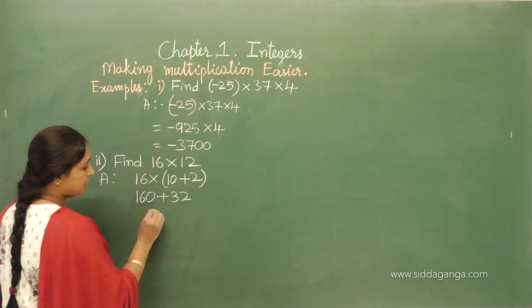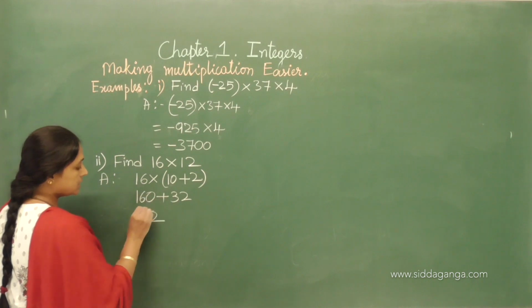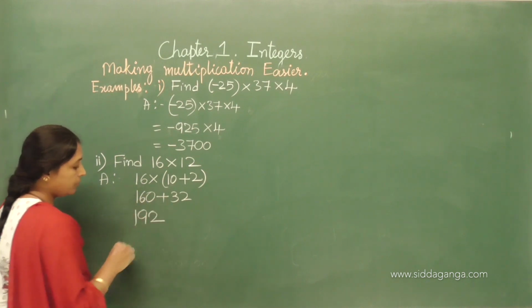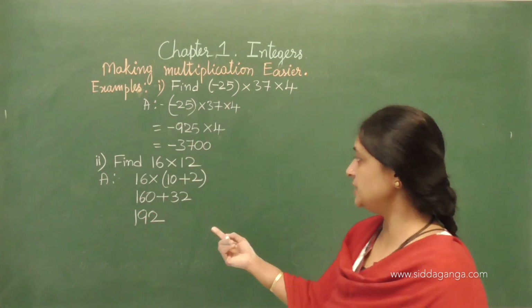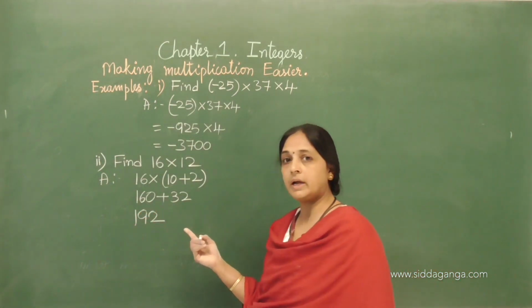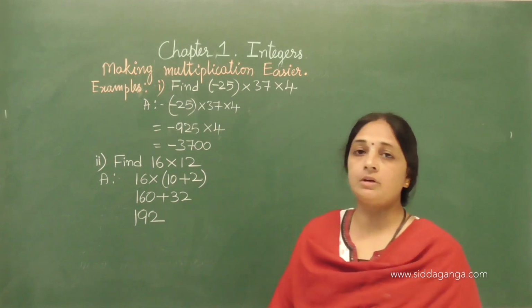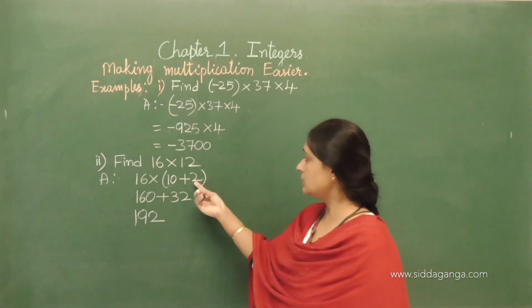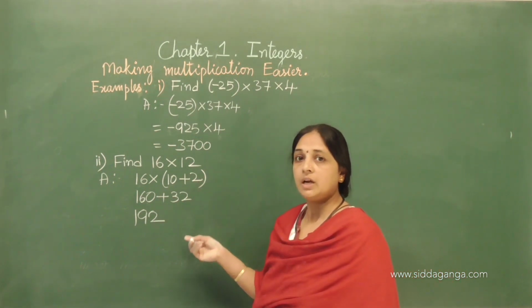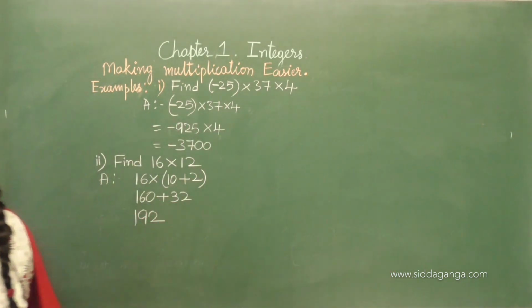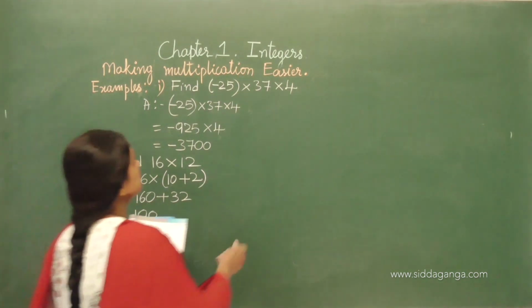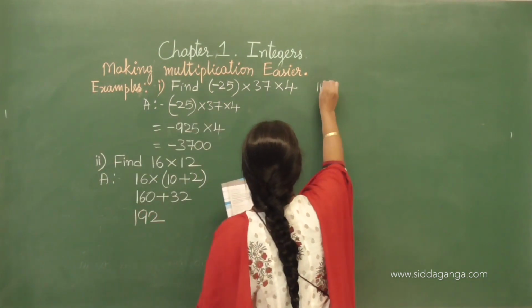Add 2 plus 0 is 2, 3 plus 6 is 9, then keep 1. It's 192. So this is the easier method. By using the distributive property, multiplication becomes easy.